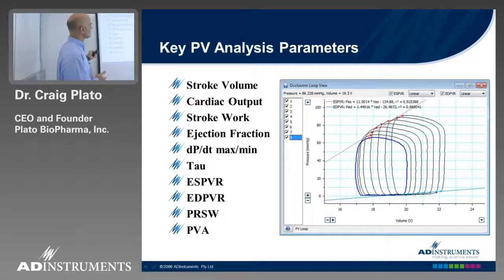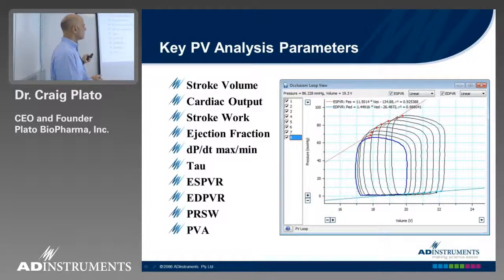Stroke work tells us something about the area bounded by the pressure-volume loop. It's a function of the work of the heart. For folks who do muscle work, it's a relationship between length and the tension that's generated. And that is actually bounded by the curve and some other parameters that can be shown on the PV analysis.